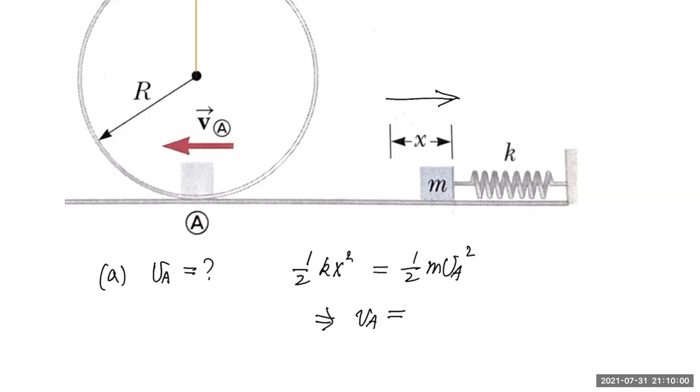K over M times x. Again, we bypassed the complexity of this variable force of the spring, and we got the answer directly. So this is the cleanest way to find VA. This is just conservation of energy.